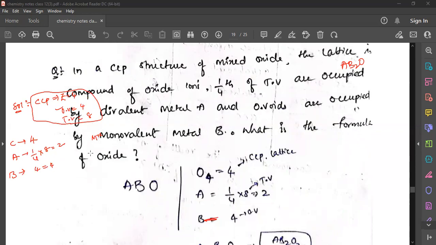What is the answer? A2, B is 4, and C is 4. That means when you solve this, what will you get? A, B2, O2, right? Yes or no? Yes, sir. So you made the mistake of O here. You have to take it for oxide, right? CCP means 4. Is it clear or any doubts? Clear, sir.